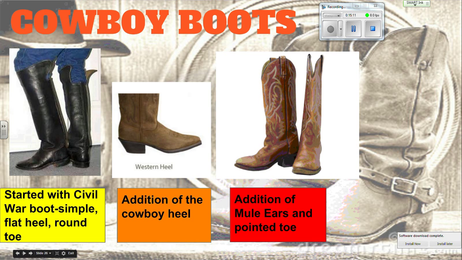And they realized that they couldn't get these suckers on very easily because they're tough, right? So they added mule ears. These are mule ears right here, the things you use to pull them on with, right? Those are called mule ears. They also added a pointed toe to the boot. This one's not real pointed, but it gives you the idea anyway.